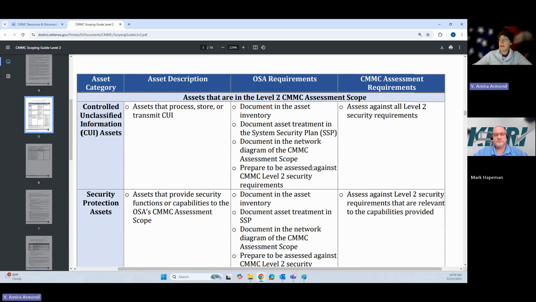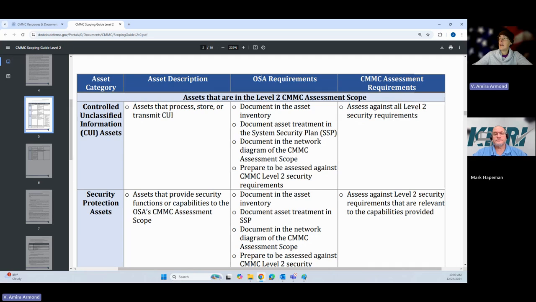And then finally, prepare to be assessed against CMMC level 2 security requirements. What this is saying is, if it's a CUI asset, then you need to be able to show that you're doing the requirements. You need to do the requirements, and have evidence that you're doing the requirements.